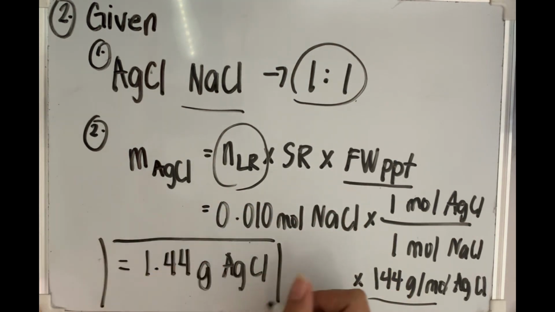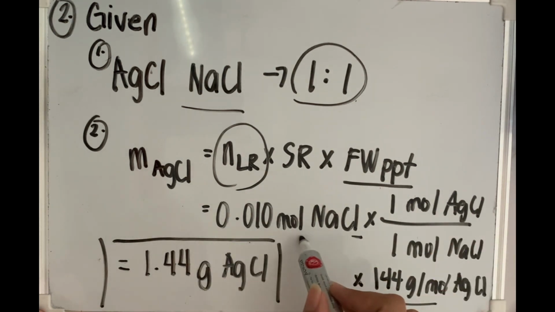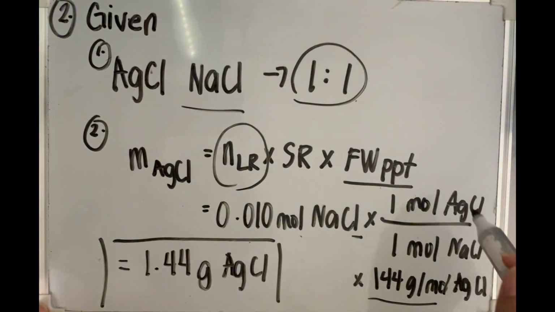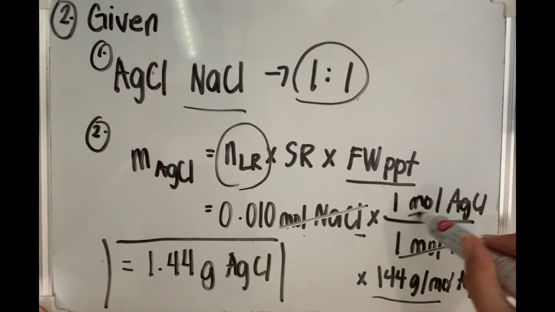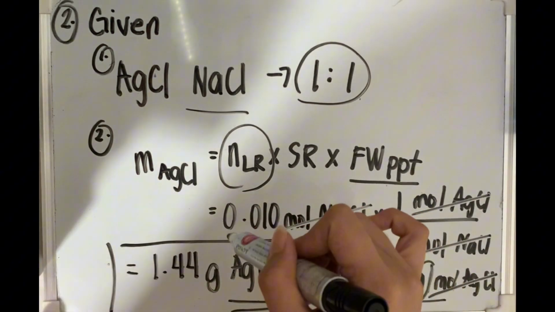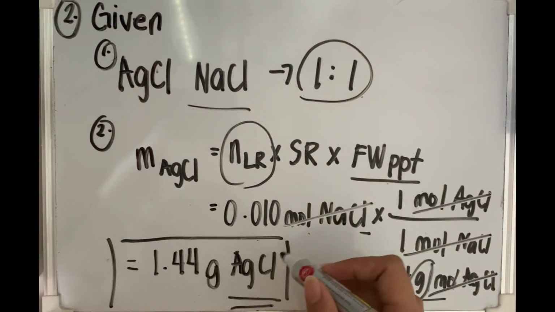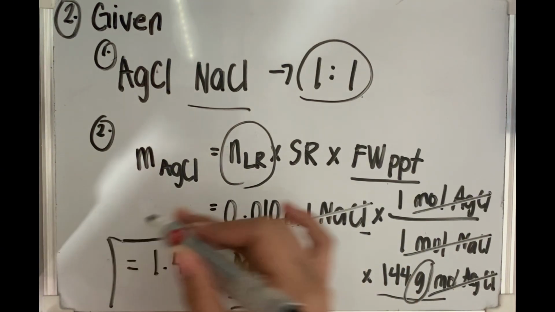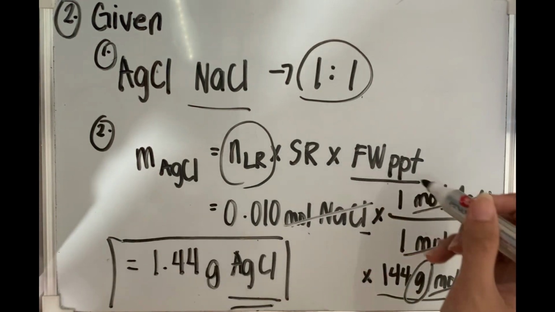So, how did we get this? We simply multiplied 0.010 mol, 1 mol over 1 mol, and then 144 g per mol. How did we get grams? We cancelled out the units: mol NaCl and then mol AgCl, so what remains is grams of AgCl. Since what we are looking for is the theoretical yield of the precipitate, and the precipitate for this equation is AgCl, this is the complete answer: 1.44 grams of AgCl.